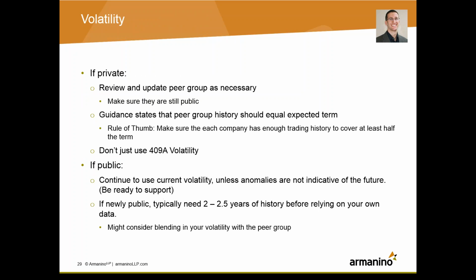Going to volatility, again, we look at private versus public companies differently because private companies don't have an actively traded stock, and so they don't usually have a lot of volatility in their stock price. But you want to make sure you review your peer group. This is typically done at year-end, and make sure all your companies are still public. If you're reporting on a quarterly basis, same thing. Make sure your peer companies, I should say, are still public.